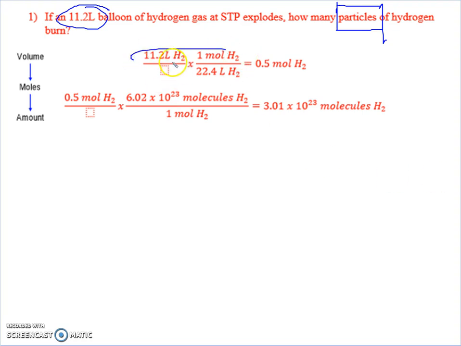They go 11.2 liters H2 times 1 mole over 22.4 liters. So they're using the 22.4 liters like I said they would, which equals half a mole. And then they use Avogadro's number.